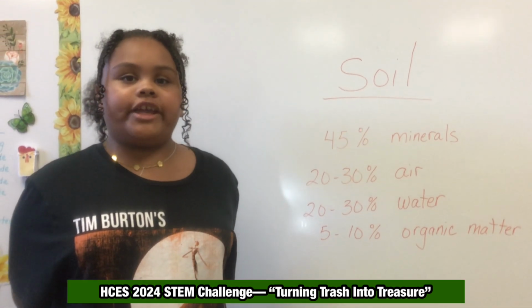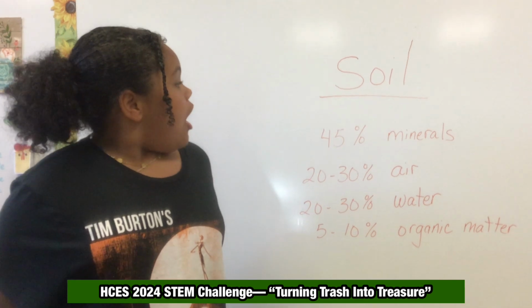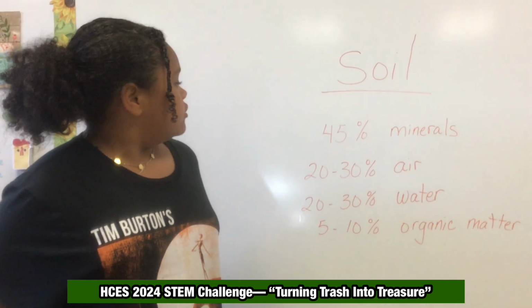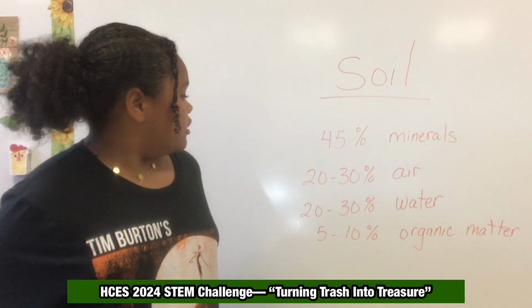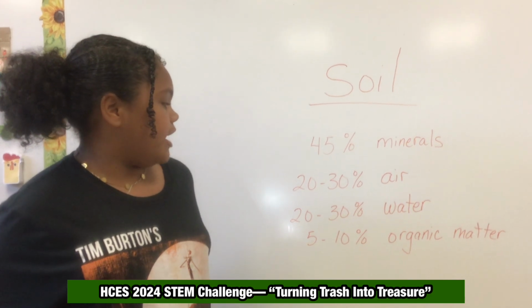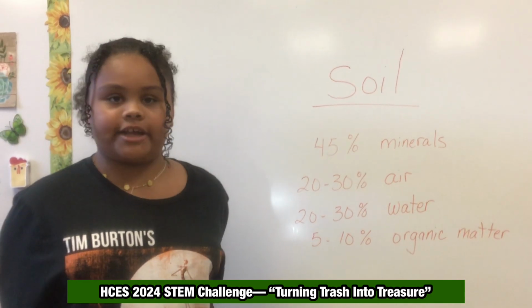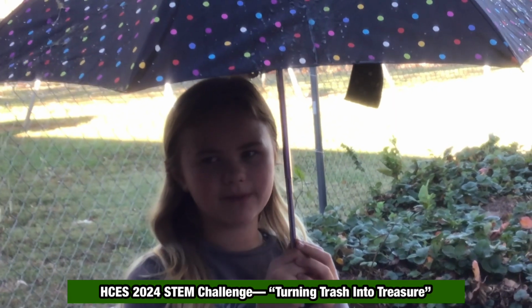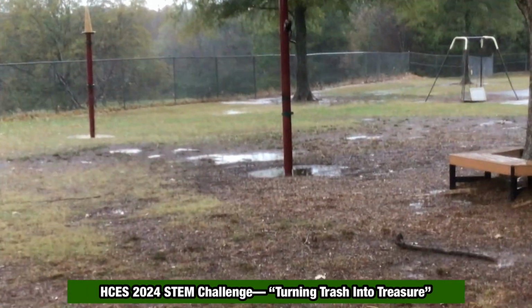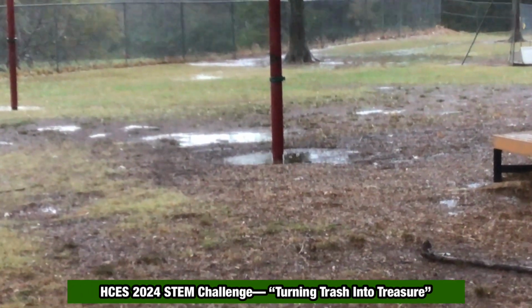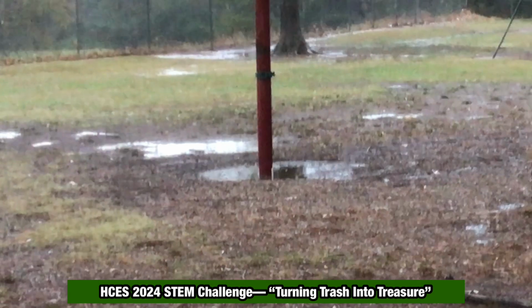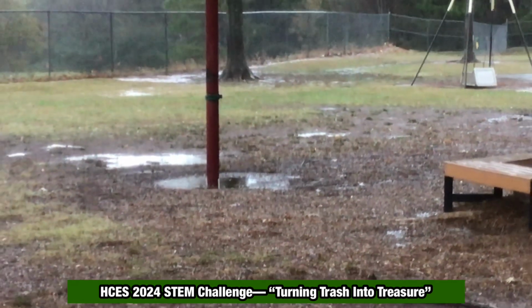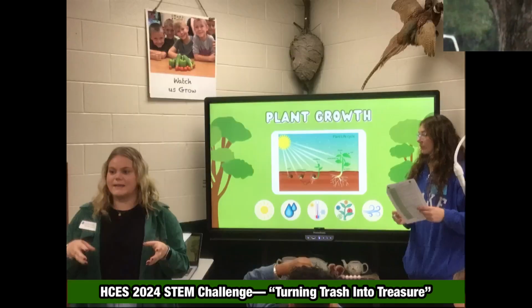Soil is roughly composed of 45% minerals, 20 to 30% air, 20 to 30% water, and 5 to 10% organic matter. Soil would only be possible with rain. As water is absorbed into the ground, it collects all the minerals and becomes soil water. It carries nutrients farther down so plants can absorb them through the roots.